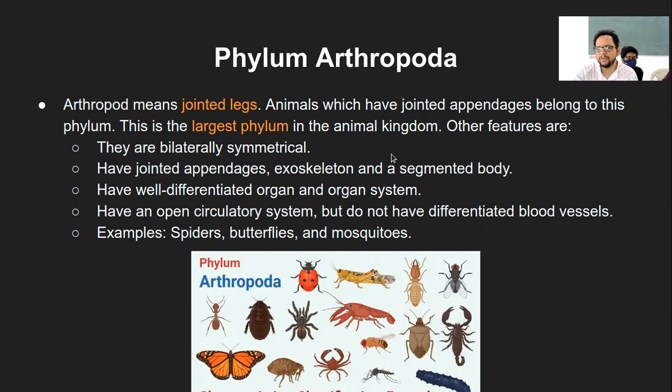Yes, Yajnesh? Or who raised? These exoskeletons will be heavy, right? So almost half of their weight will be that. Right. Not necessarily, not always. Exoskeleton, they are just a hard skeleton present on their outermost surface. But they need not always be heavy.